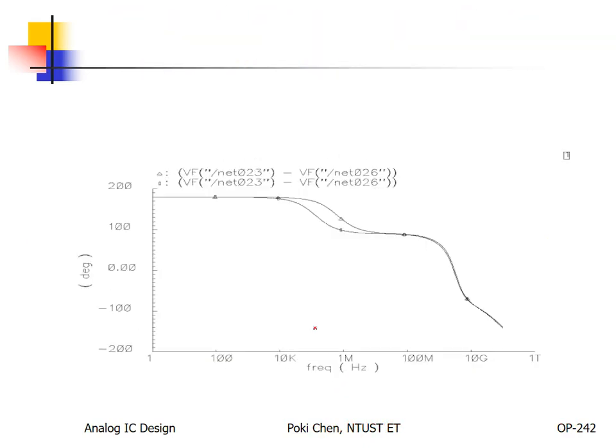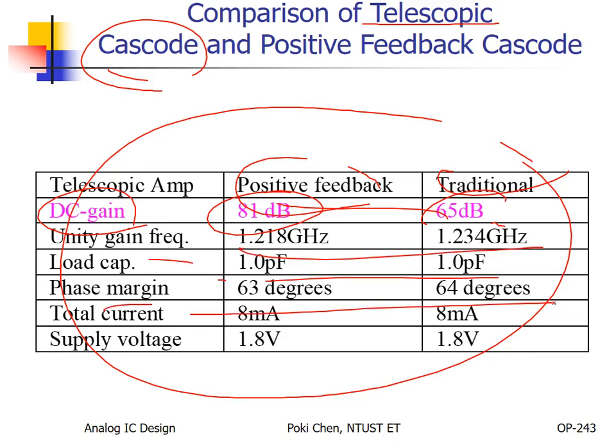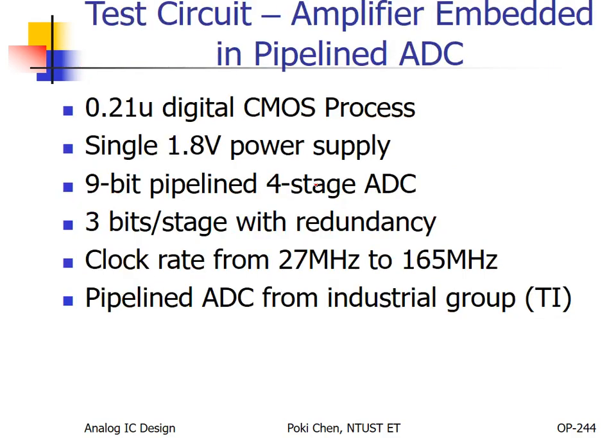Let's check the specification. You will see the gain is increased, right? But how about the others? The frequency is the same, the load the same, the phase margin the same, current the same, supply voltage the same. Wow! Without paying anything, no extra cost, only change this to that, you can enhance the gain substantially. Fantastic.